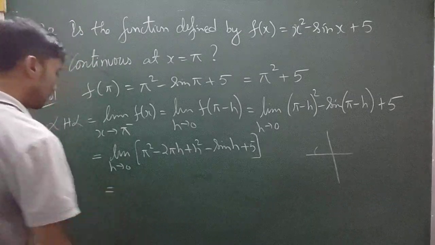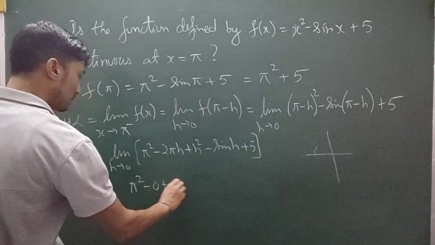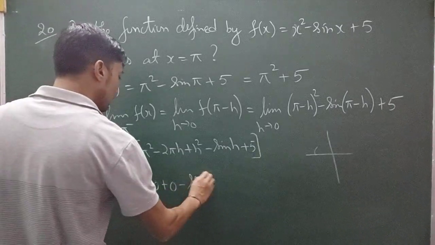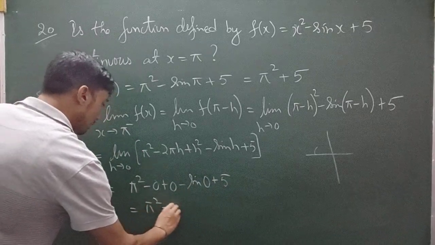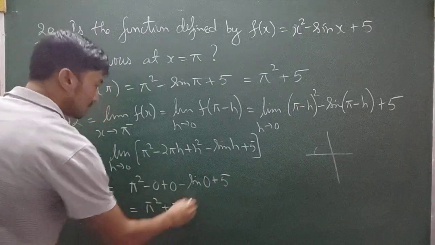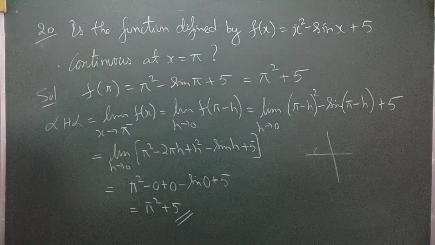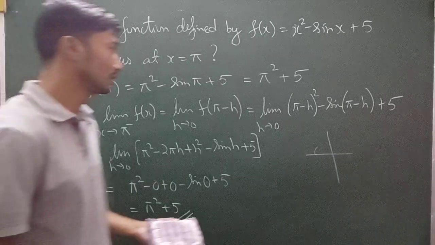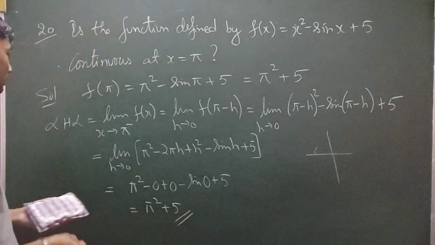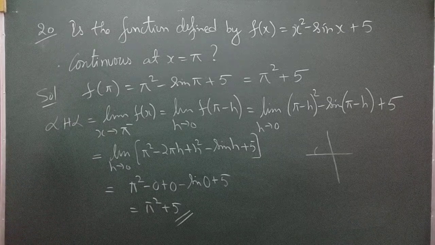So now alright, that's done. So let's use the value of h tends to 0, so that will be pi square minus 0 plus 0 minus sine 0 plus 5. So that would be pi square plus 5, because sine 0 is also 0. So again we get pi square plus 5. Okay? Done? I'm going to rewrite over this only. Alright, you can pause the video there.